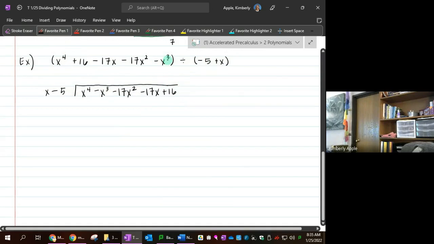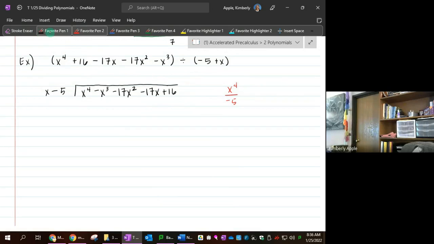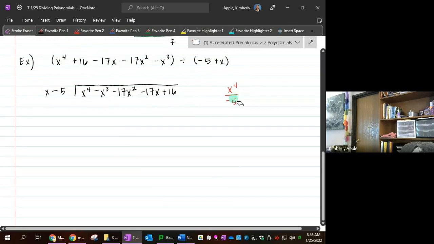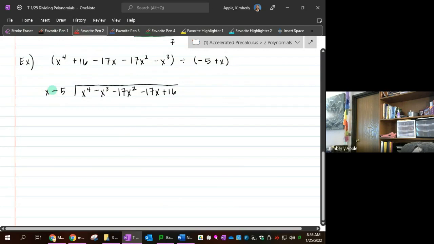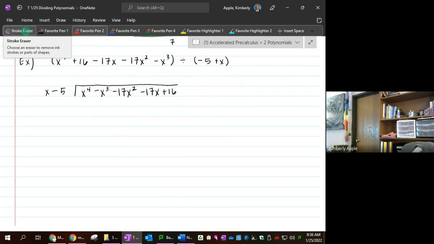Because look at what's going to happen here if you have that negative 5 up front. Your first attempt is going to look like this. I want to divide negative 5 into x to the 4th, and that's not going to do anything for me, right? So instead what we want is it to look like this, and then it's going to kind of work out a little better for us.